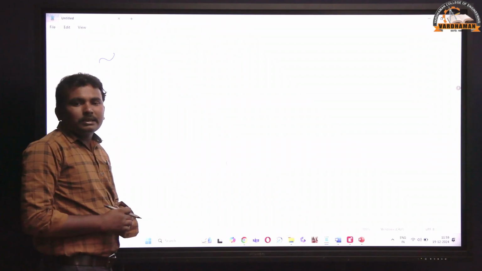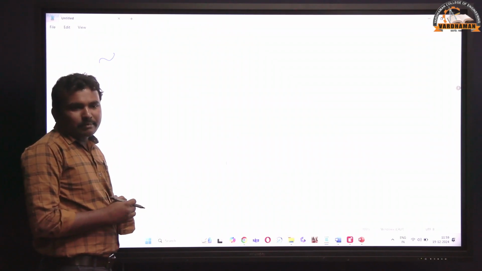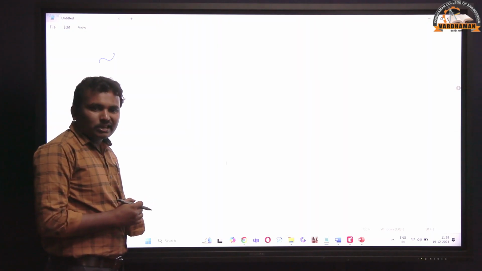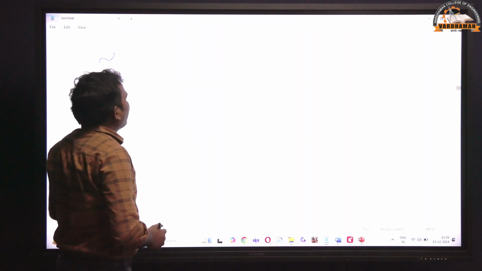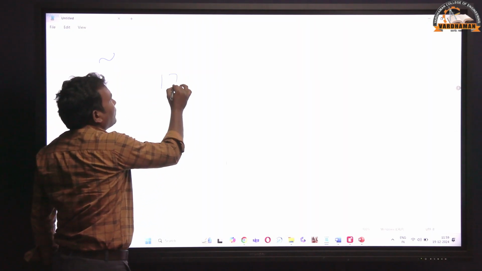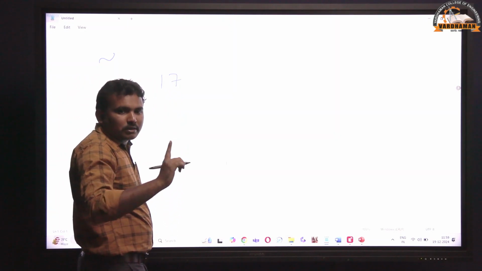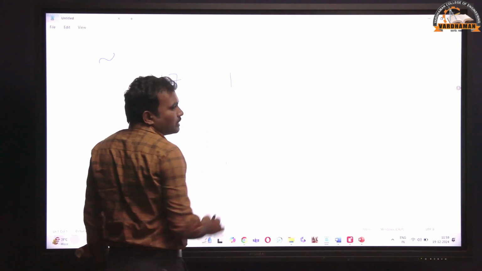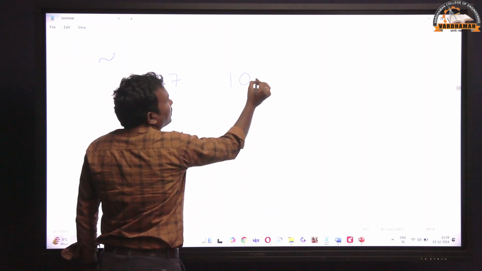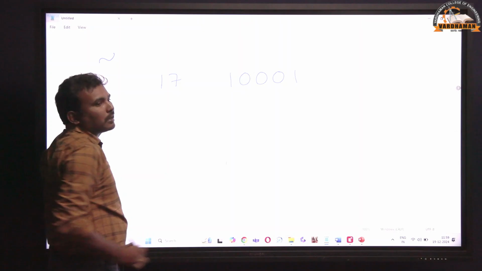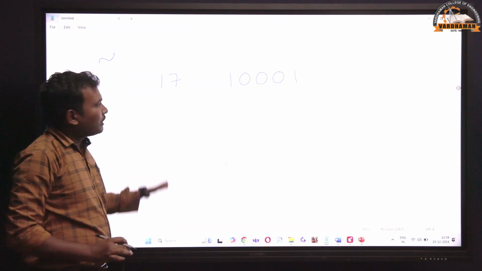NOT operation. In the NOT operation, it simply inverts the bits. That means if your bit is 1, it will be made 0. If your bit is 0, it will be made 1. For example, I'll take the number 17. 17 in binary format is 16 plus 1. So there is a 16, there is no 8, there is no 4, there is no 2, there is a 1. 16 plus 1 is 17. This is the binary format of 17.